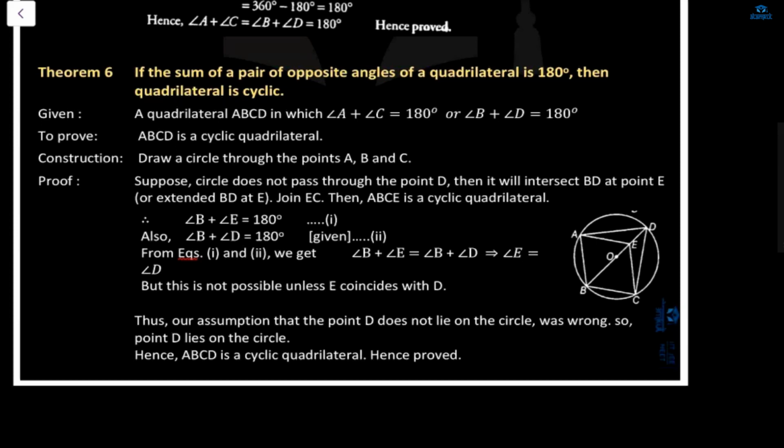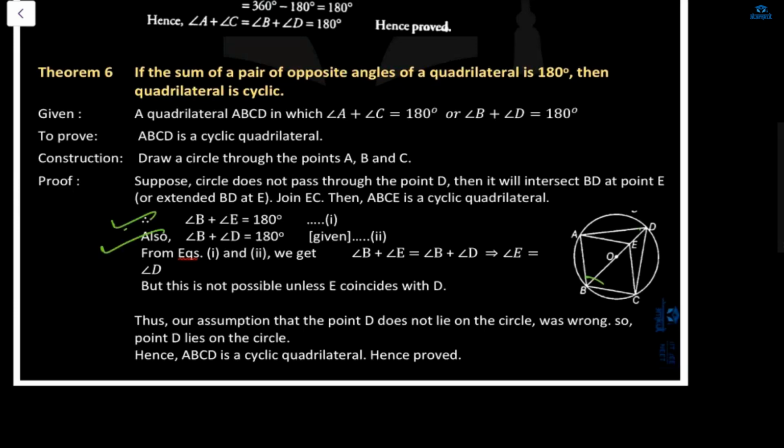So what we are going to do, we can assume that point D is not on the circle, it is inside the circle at E. Okay, so if it is at E, so angle B plus E will be equal to 180 degree, according to the given condition that the sum of opposite angles of the quadrilateral is equal to 180 degree. So angle B plus angle E is equal to 180 degree.